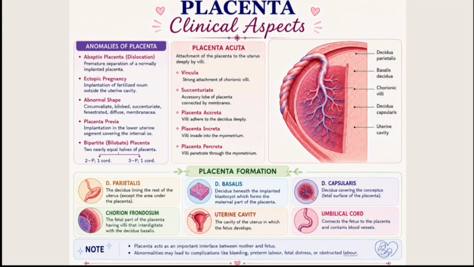Placenta previa: if it is attached lower down, then it is placenta previa. Then we have bipartite and tripartite placenta. Two placentas and one cord is bipartite, whereas three placentas and one cord is tripartite placenta. Placenta accreta, placenta increta, placenta percreta. These three are somewhat rhyming terms. Placenta accreta means that it attaches deeply to the decidua. Placenta increta means it goes into the inner layer, that is the myometrium. Placenta percreta goes to the perimetrium. Remember it like that itself.